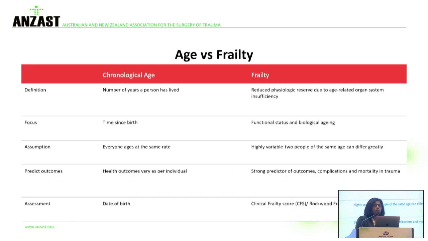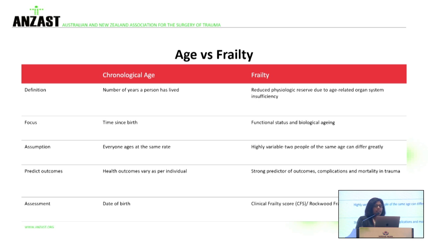So when we look at age and frailty, the chronological age is the number of years a person has lived, whereas frailty is the reduced physiological reserve due to age-related end organ insufficiency. Chronological age is time since birth, whereas frailty is functional status and biological aging. We assume in chronological age that everyone ages at the same rate, whereas frailty is highly variable between two people of the same age. And in predicting outcomes, chronological age is very poor, whereas frailty is a strong predictor of outcomes, complications, and mortality in trauma patients.